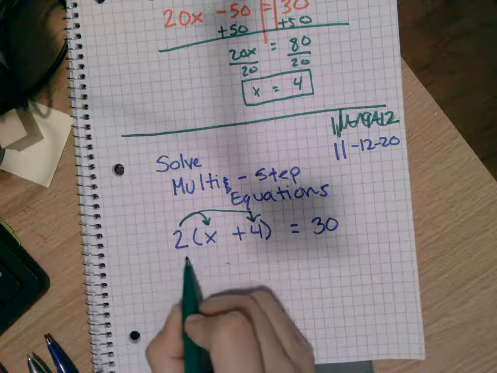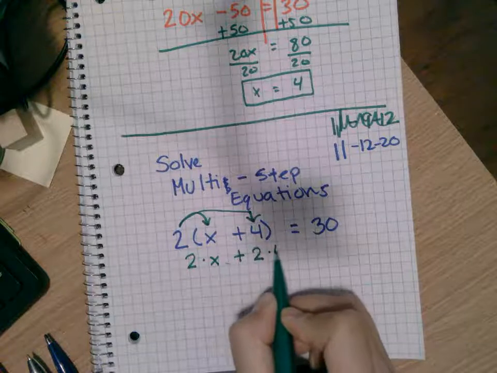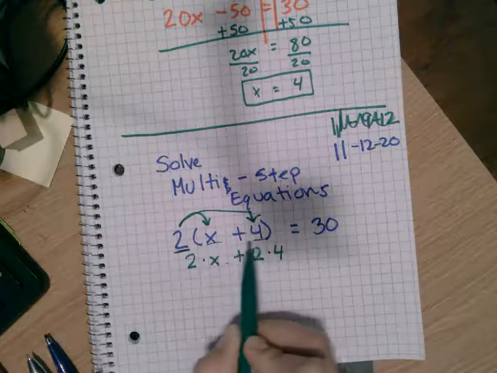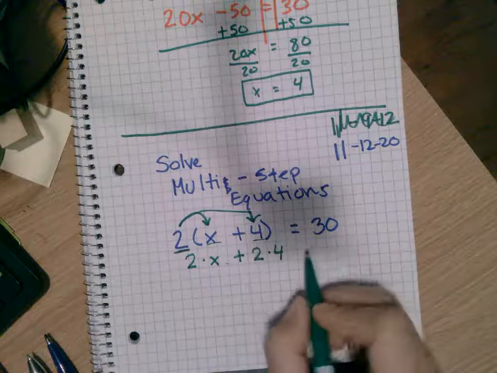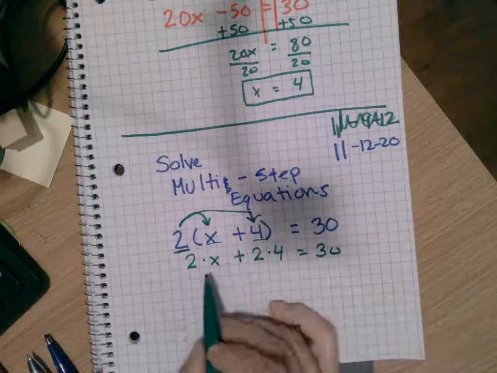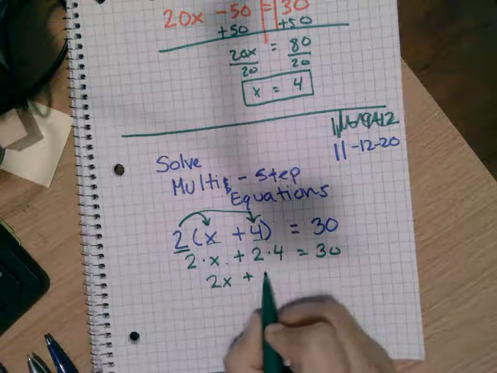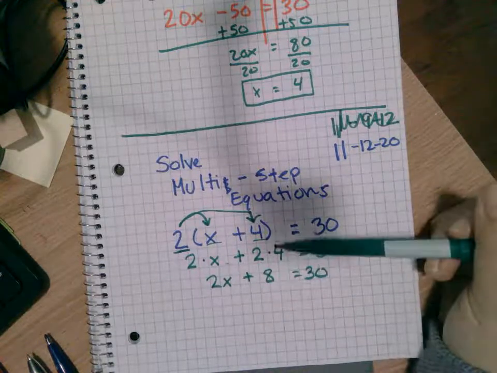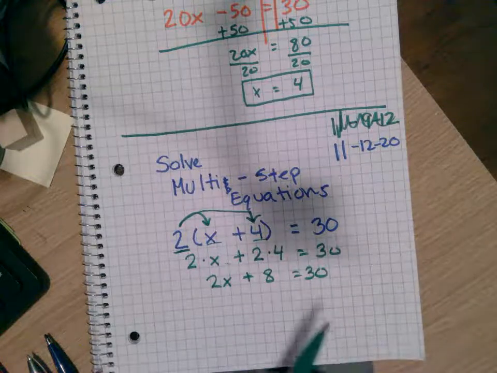So the first one is 2 times x plus 2 times 4. You got to make sure you give the outside number to everything inside, including that back number. Don't ignore that back number. It has feelings. Equals 30. So 2 times x is just 2x plus 2 times 4 is 8 equals 30. So this was like the additional step that you guys just learned on Monday.